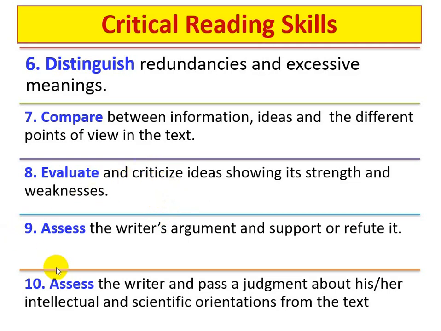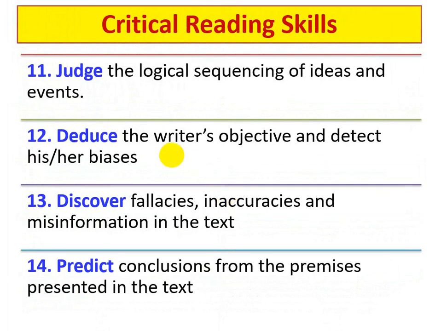Number 10, to be able to assess the writer himself and pass a judgment about his or her intellectual and scientific orientation from the text. So, in the case of critical reading, you not only assess and evaluate the text or the work itself, but also assess and evaluate the writer himself or herself. We have also these skills, number 11, to be able to judge the logical sequences of ideas and events, and to be able, in 12, to deduce the writer's objectives and detect his or her biases.